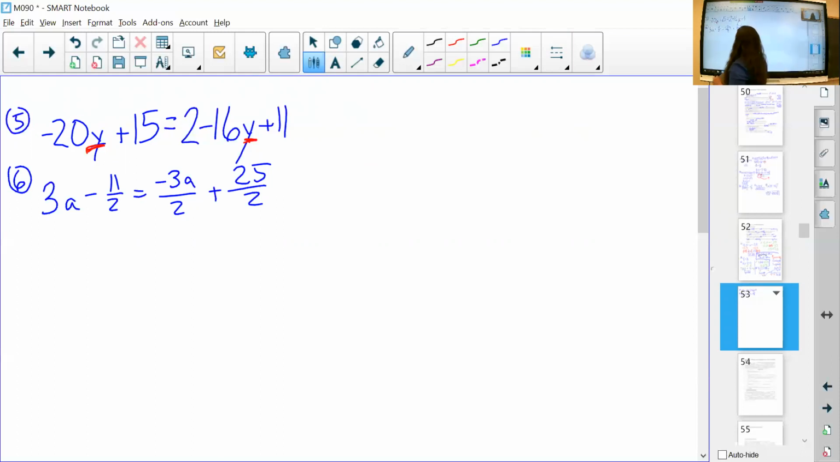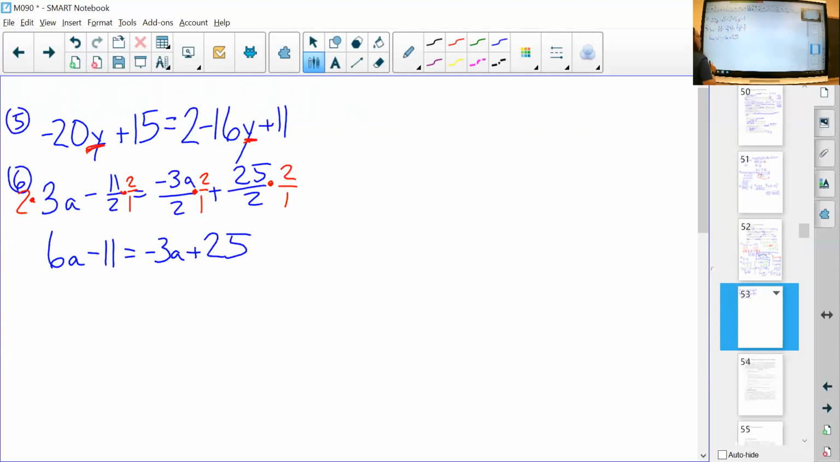So what if these are all divided by 2? Let's multiply by 2, every single term. So this is just times 2. This is, I think of it as 2 over 1, 2 over 1, 2 over 1. I have to multiply every single term by that 2 over 1. And when I do, I get 6a minus 11 equals negative 3a plus 25. And I think you can take it from there. Again, go ahead and figure out what this is and substitute it back in to check your answer.